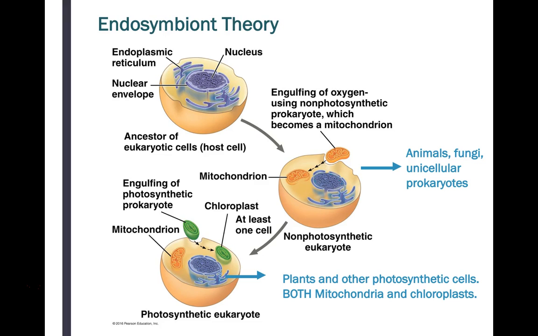So we know that the mitochondria would have been engulfed first because all eukaryotic cells have it, whereas only some eukaryotic cells have the chloroplasts. Again, the fact that these both contain their own DNA and a double membrane suggests that their ancestors at one time were fully functional separate organisms.